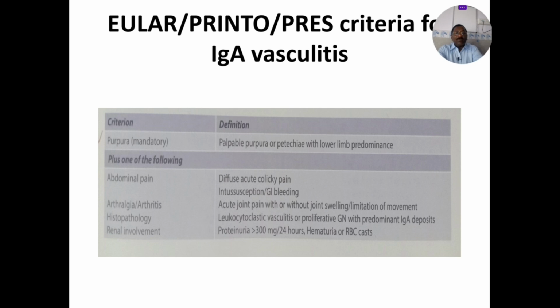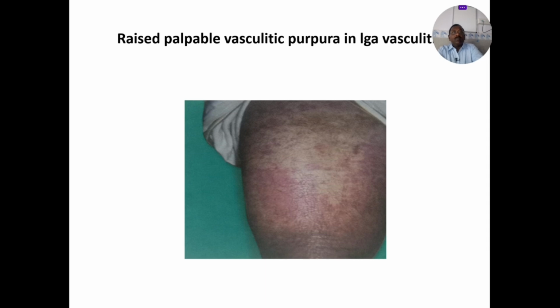So this is IgA vasculitis. A purpura is the main important thing, a palpable purpura. And plus one of the following like abdominal pain, arthralgia, some histopathology, some renal involvement. The raised palpable vasculitic picture, IgA vasculitis here.